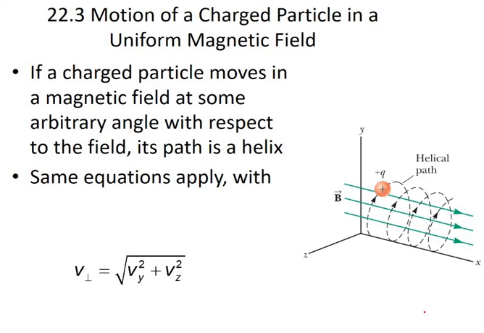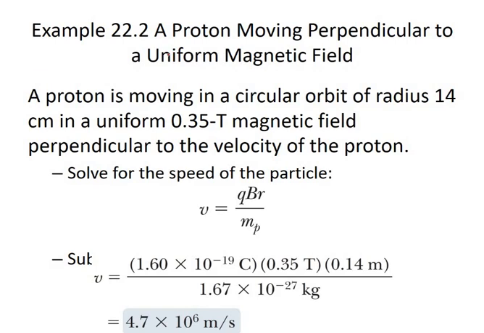And now let's look at another example. Here we have an example: a proton moving in a perpendicular magnetic field. A proton is moving in a circular orbit of a radius of 14 centimeters in a uniform magnetic field of 0.35 Tesla, perpendicular to the velocity of the proton. Solve for the speed. So here we have the equation, right?